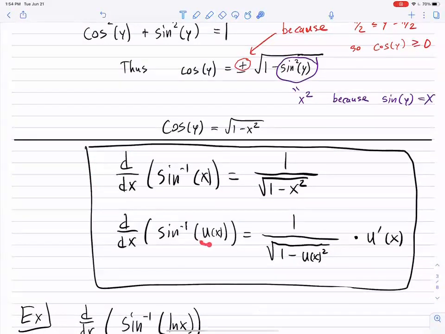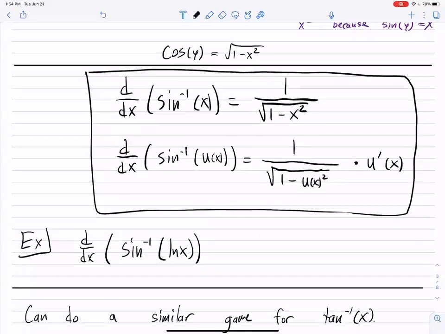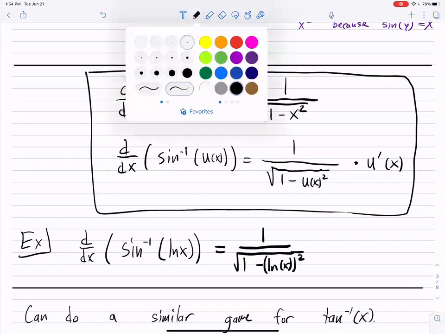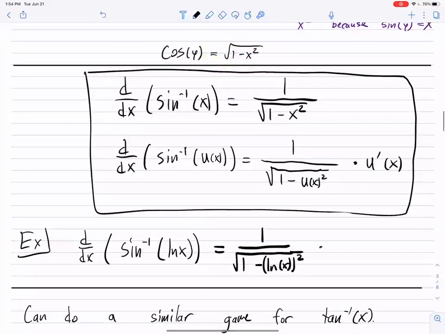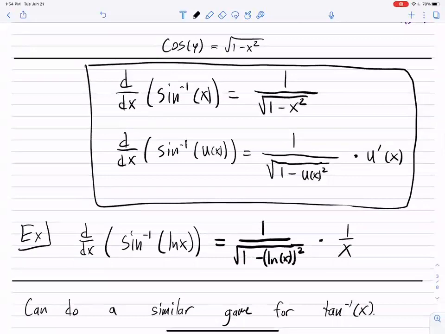Adding the chain rule, if there's an inside function right here, then doing chain rule, it's 1 over square root of 1 minus that function squared, and then times the derivative of that function, right? That's the chain rule. So for instance, sine inverse of ln of x is going to be 1 over the square root of 1 minus ln of x, parentheses, squared. And then times the derivative of ln of x, which is 1 over x. And so that's a quick little example of how we can use that.